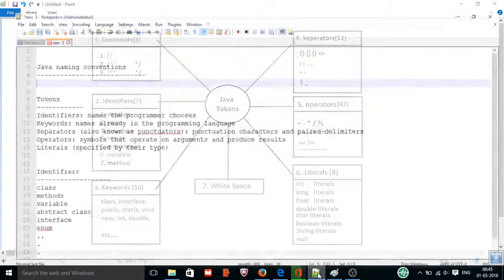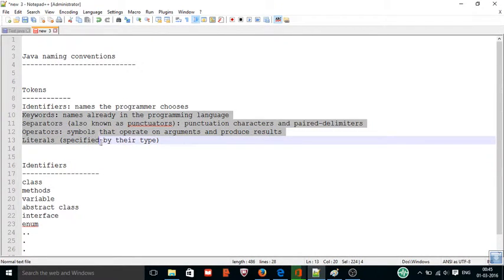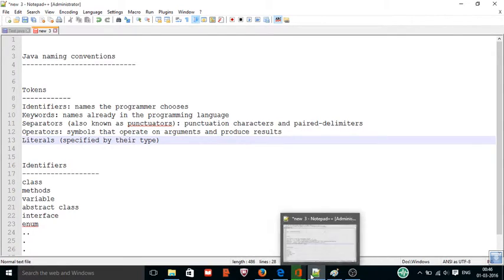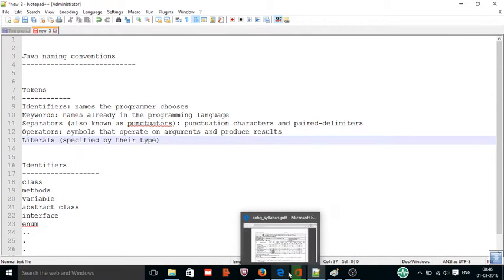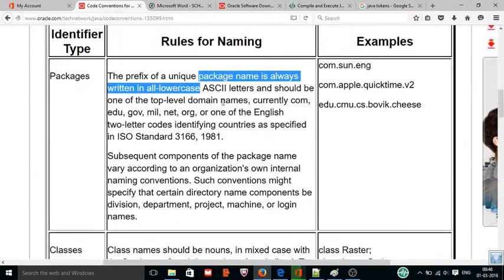Now moving towards the next thing: apart from the identifiers, we have keywords, separators, operators, and literals. I'm not going to talk about all these things because we are mainly concerned with the identifiers in this tutorial. I've just prepared one program for you. Before moving to the program, I would like to say a few examples.